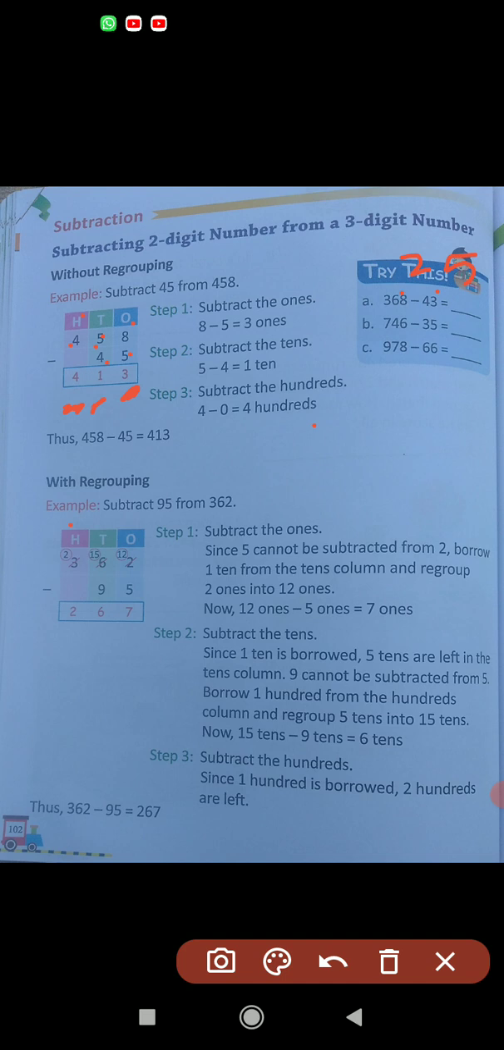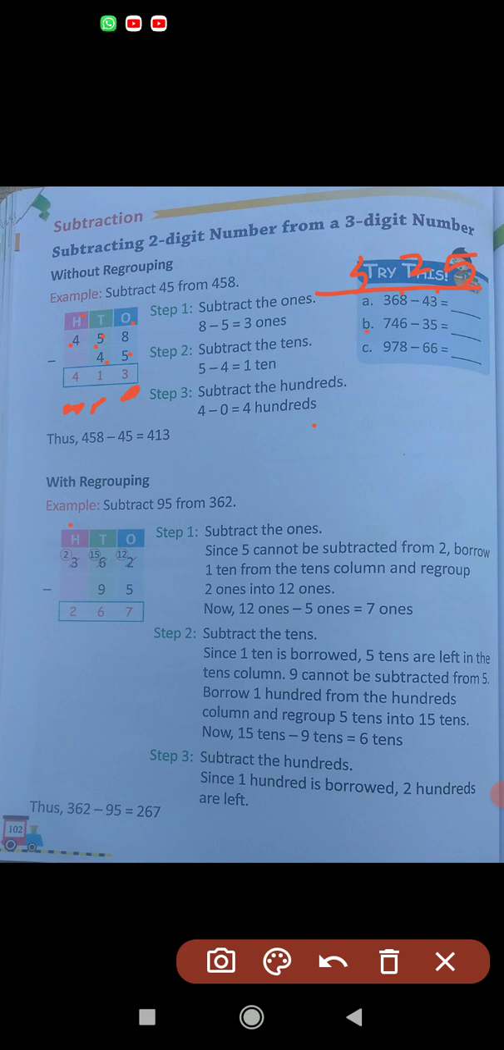And 3 is alone, because 3 is at 100 place. There is no any number to subtract from 3. So 3 comes directly in 100 place. Answer is 325. 368 minus 43 is equal to 325.